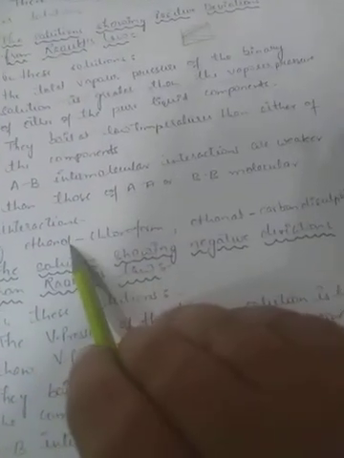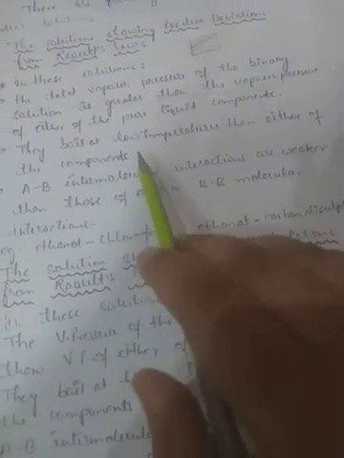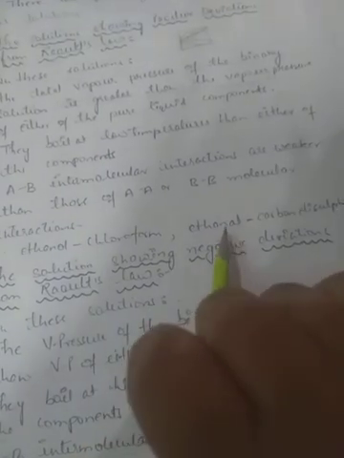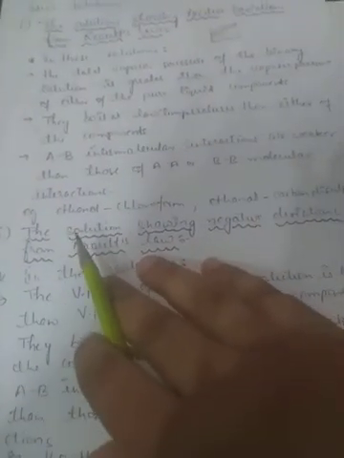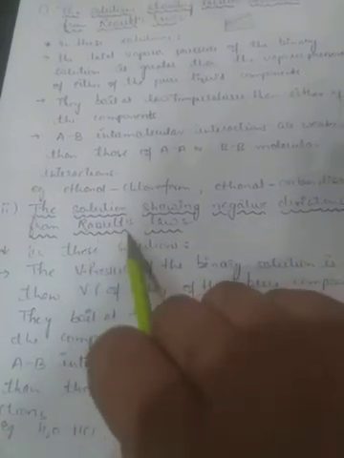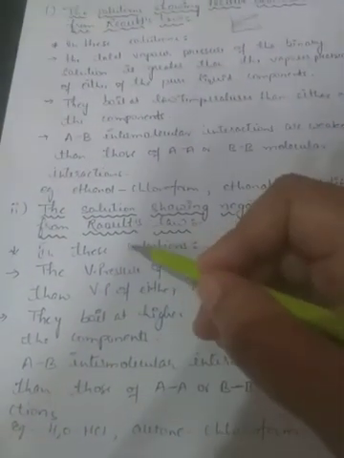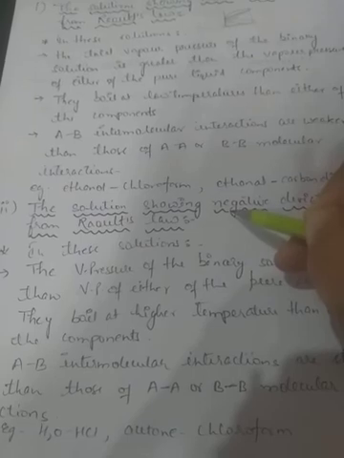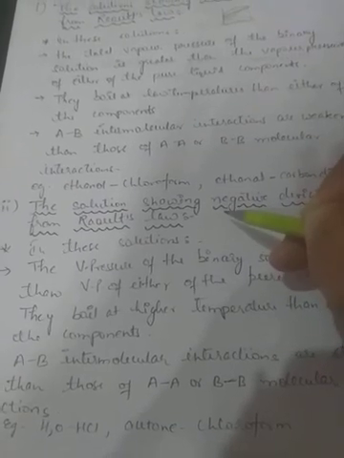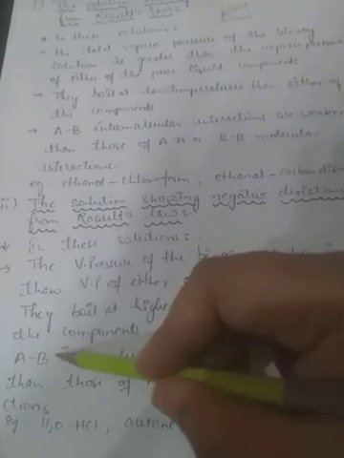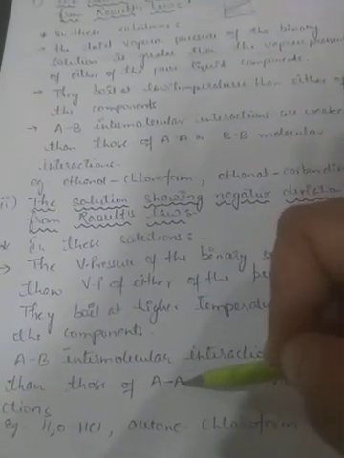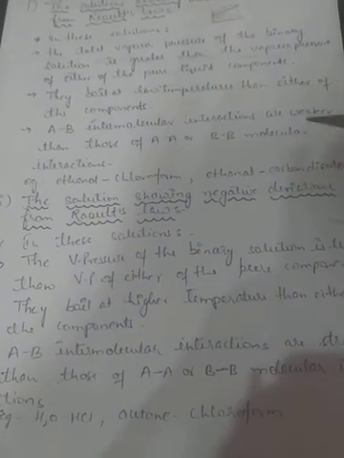Examples are given here: ethanol and chloroform show positive deviation from Raoult's law, and ethanol and carbon disulfide, CS2, also. Now, the solution showing negative deviation from Raoult's law. If they are showing negative deviation, it means their vapor pressure is lesser, and lesser vapor pressure means AB interactions will be stronger than AA and BB interactions.